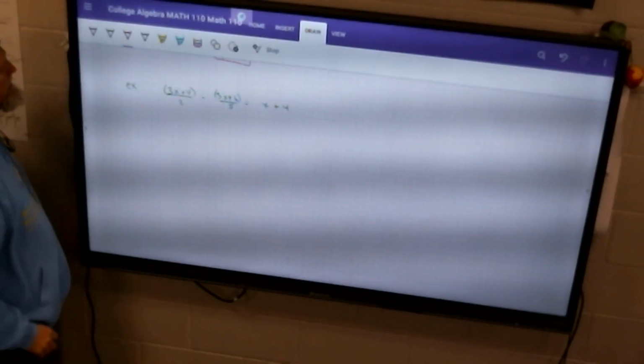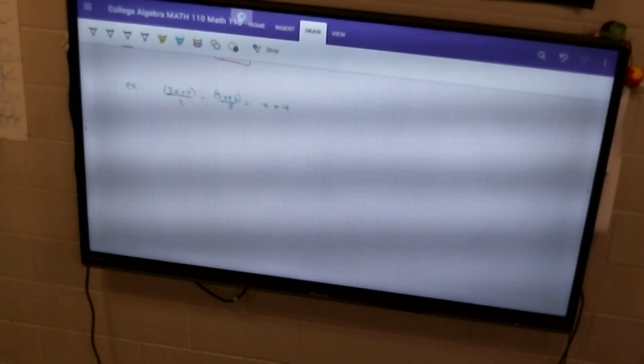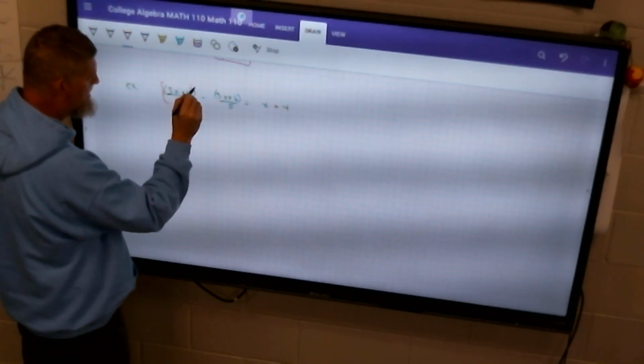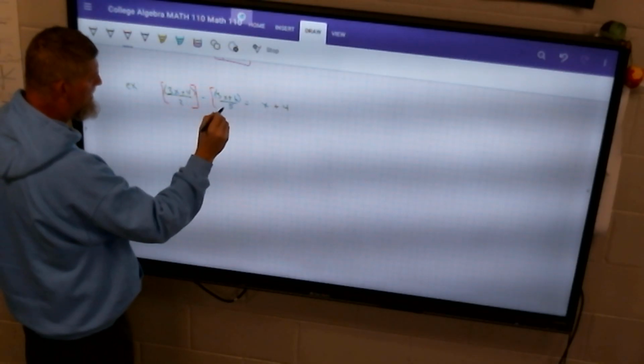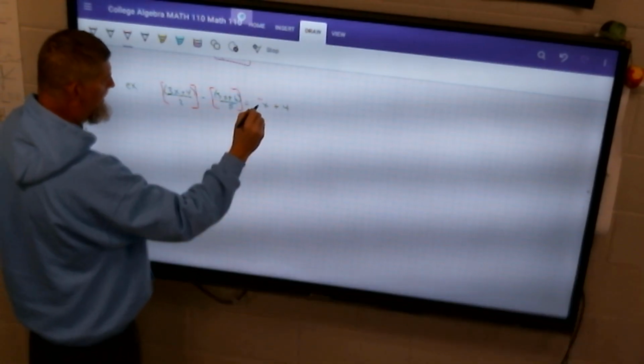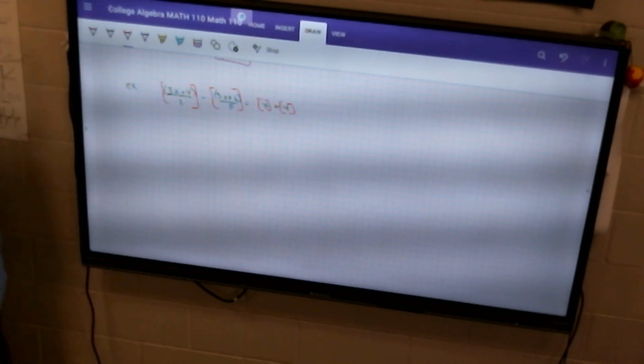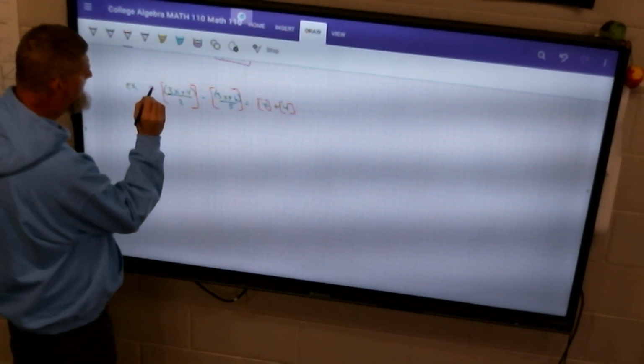Okay? So let's get rid of those fractions. What am I going to multiply by to get rid of those fractions? 10. The least common denominator of 2 and 5. So remember then, this is a term, this is a term, this is a term, and this is a term. So I have 4 different terms here. Okay? And I'm going to take each one of them and multiply them by 10.